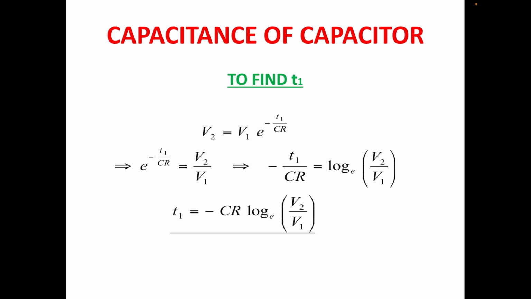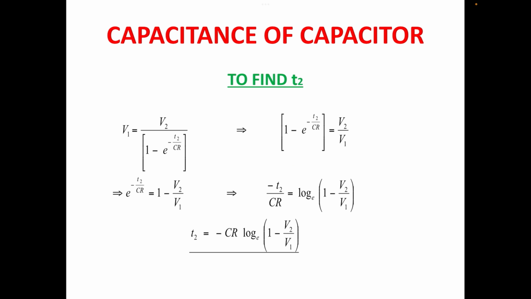As T1 is time during which the capacitor discharges from voltage V1 to V2, so we can write V2 equal to V1 e raised to power minus T1 upon CR. As T2 represents time during which capacitor charges from voltage V2 to V1, so we can write V1 equal to V2 divided by 1 minus e raised to power minus T2 upon CR.